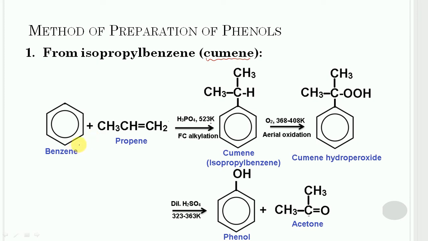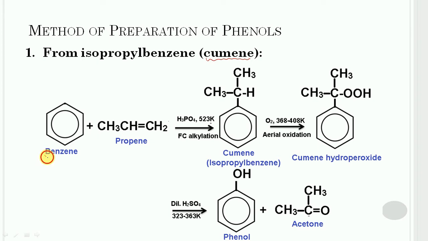Phenol is prepared commercially from the cumene, which in turn is prepared by Friedel-Crafts alkylation of benzene with propene in the presence of phosphoric acid. This, upon aerial oxidation, forms cumene hydroperoxide, which upon subsequent hydrolysis with an aqueous acid gives the final products, that is phenol and acetone.